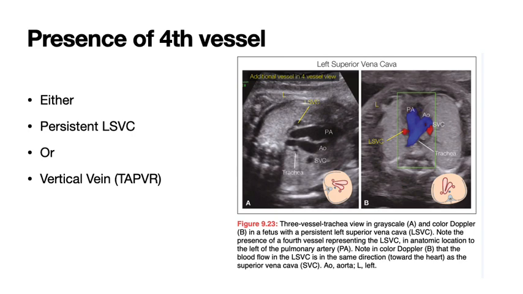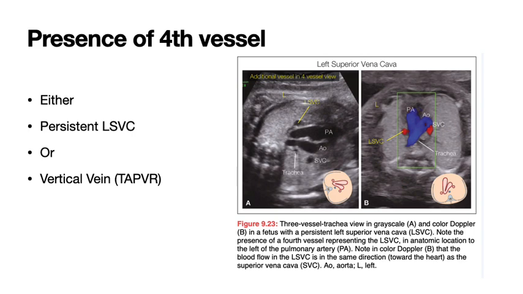All right. Also in this view, the three-vessel trachea view, is where you might see this fourth vessel, as it's called. So on the opposite side of the SVC and the trachea, you've got this lone vessel sitting over there. You flip on the color, you show that there's actual color. The reason you do that is because you want to make sure it's not just a bronchus. So you flip on the color, yes, it is a vessel.